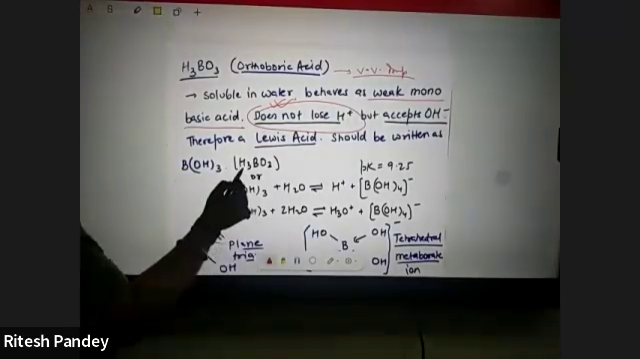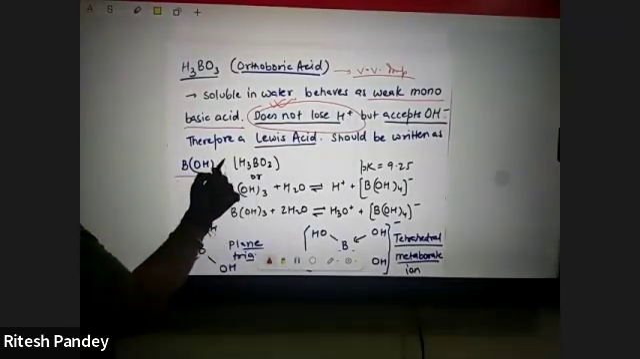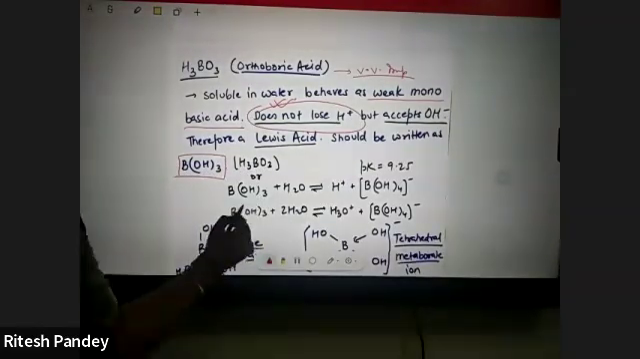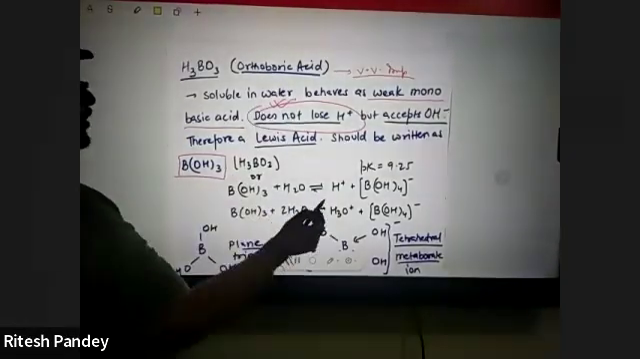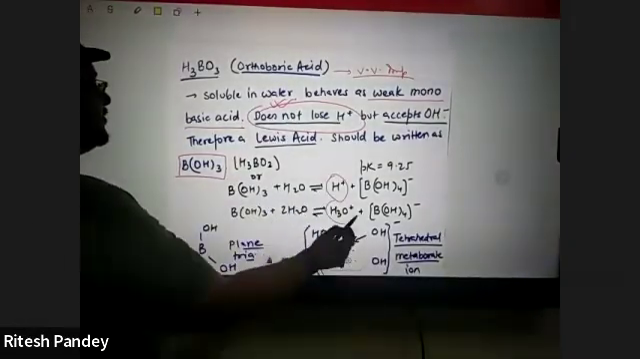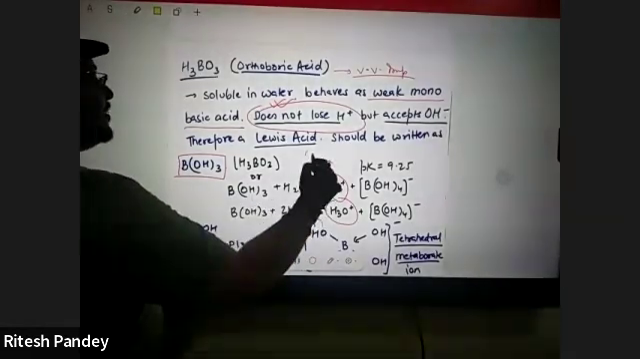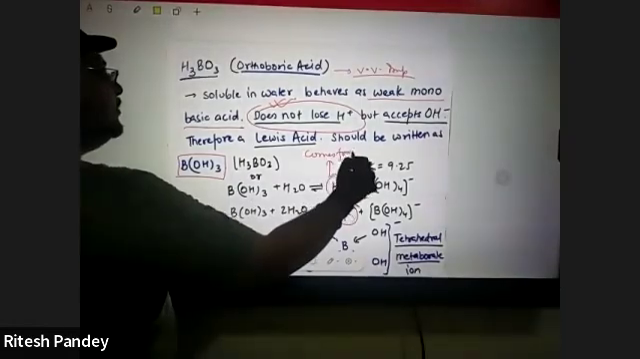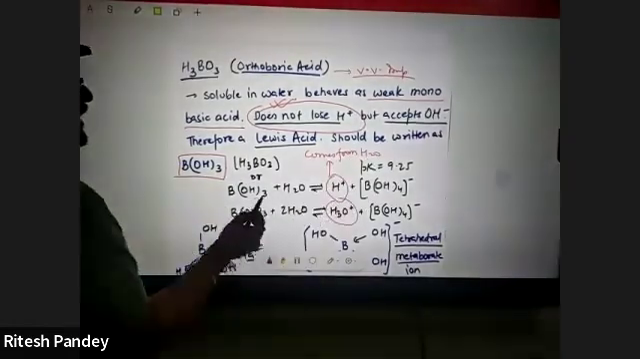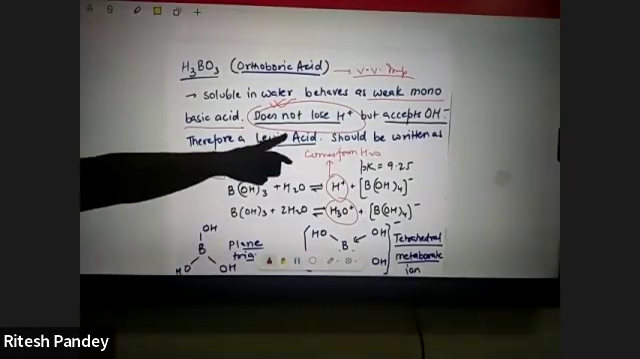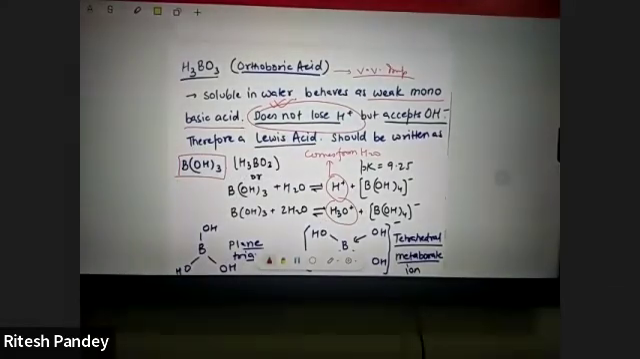And instead of writing it as H3BO3, writing it as B(OH)3 would make more practical sense. The H+ which you get by adding boric acid to water, and thereby the acidic nature of the solution, is not the H+ which comes from boric acid. This H+ comes from water. Now, this is an interesting piece of information. It accepts OH-. It does not lose H+, it accepts OH-.